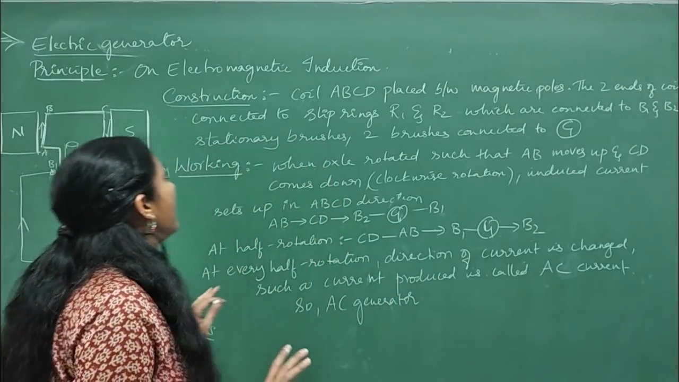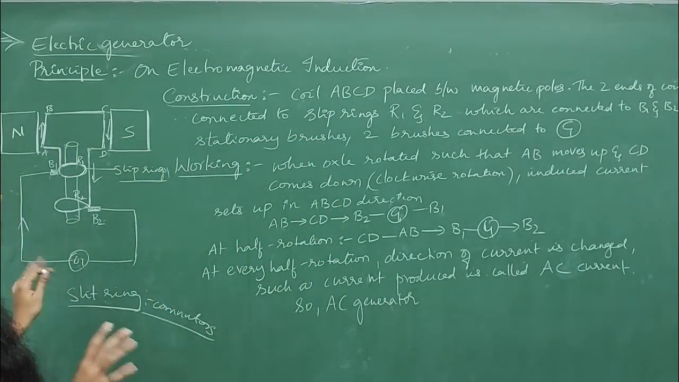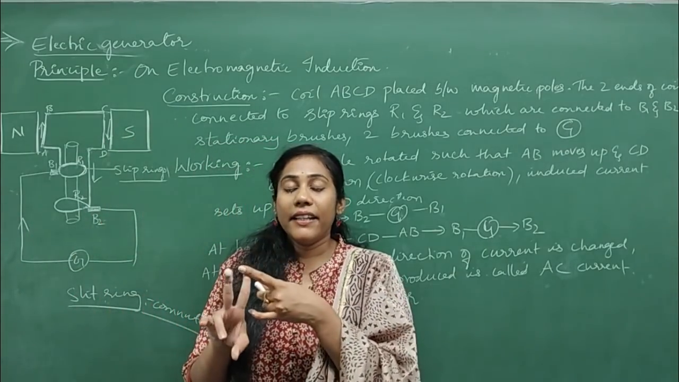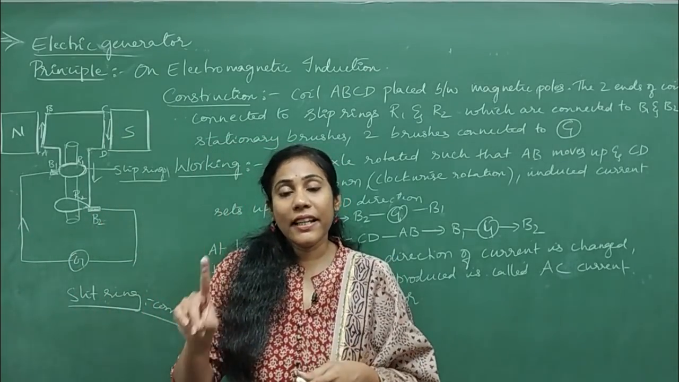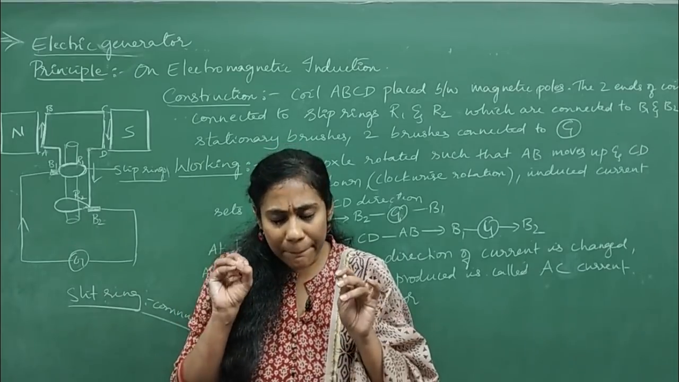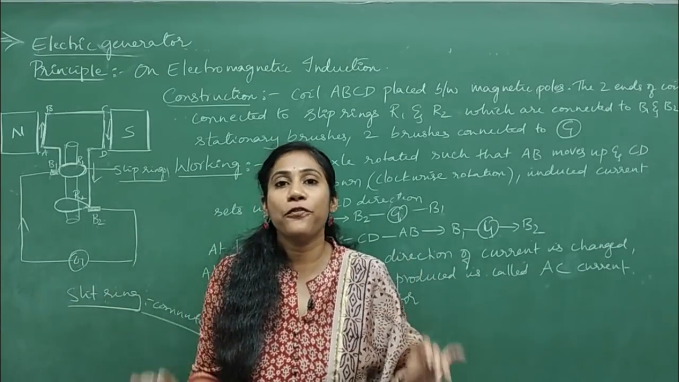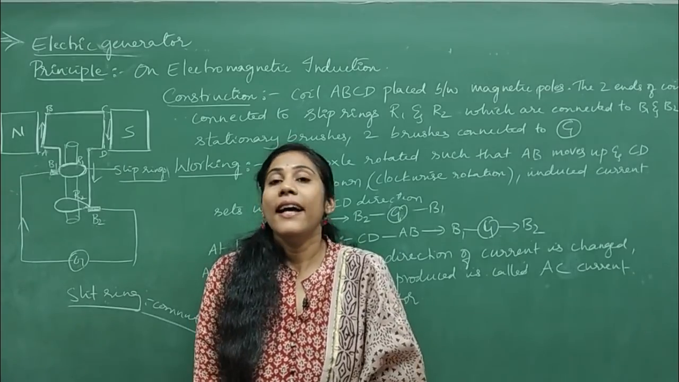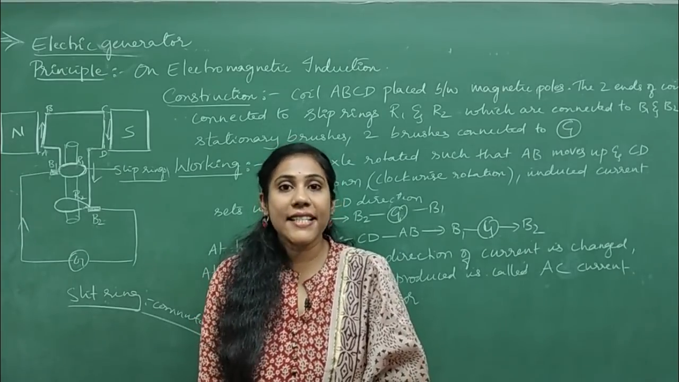So this is the principal, construction and working of electric generator. And I repeat once again, electric motor and electric generator, among the two, one can compulsorily be asked for 3 to 4 marks, and this is a compulsory question from this chapter. Okay, and now we will move on to the next type of question.